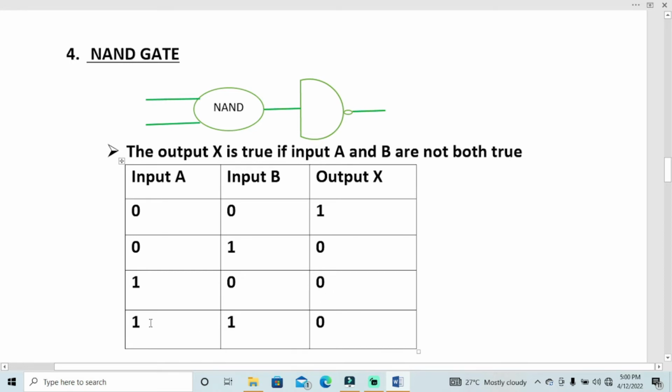which means it's 0. In this situation they are both true, but the question asks for output X to become true whenever A and B are not true. So since they are both true, output X becomes not true, which means it's 0.